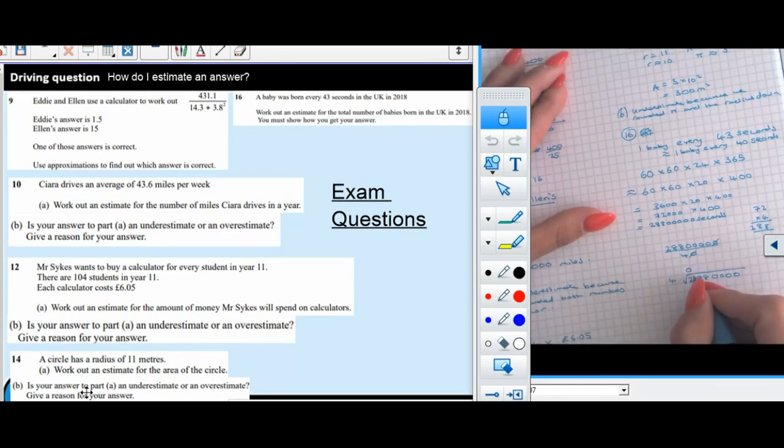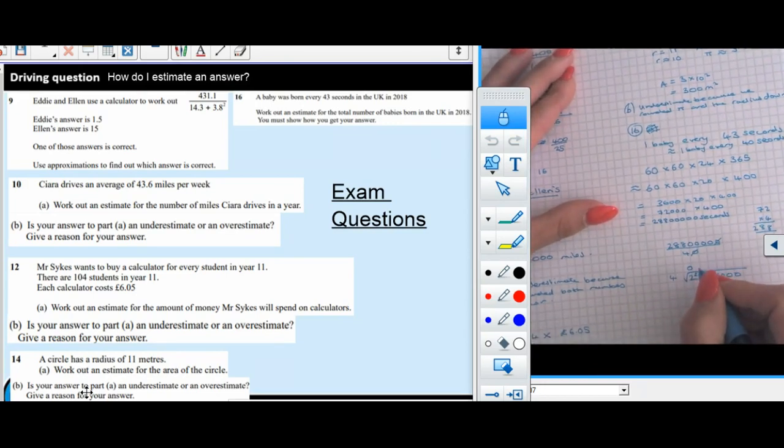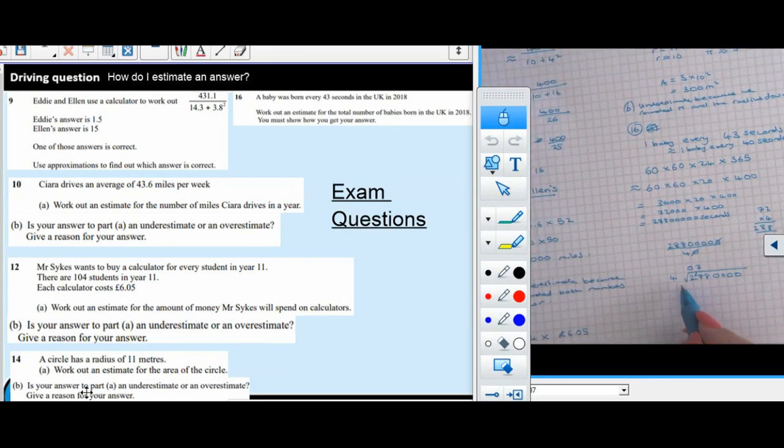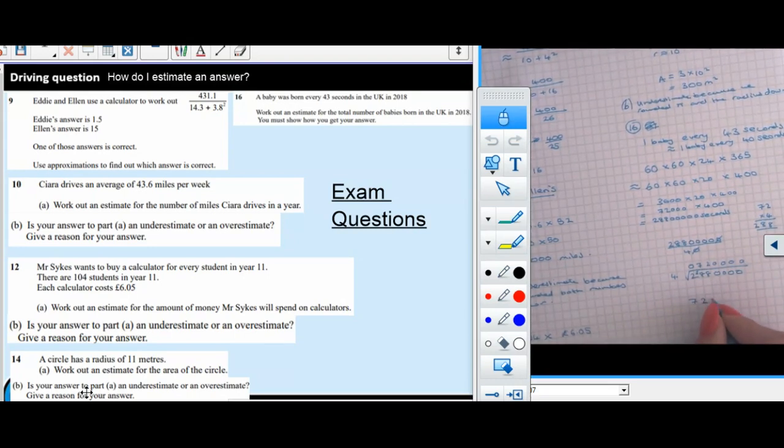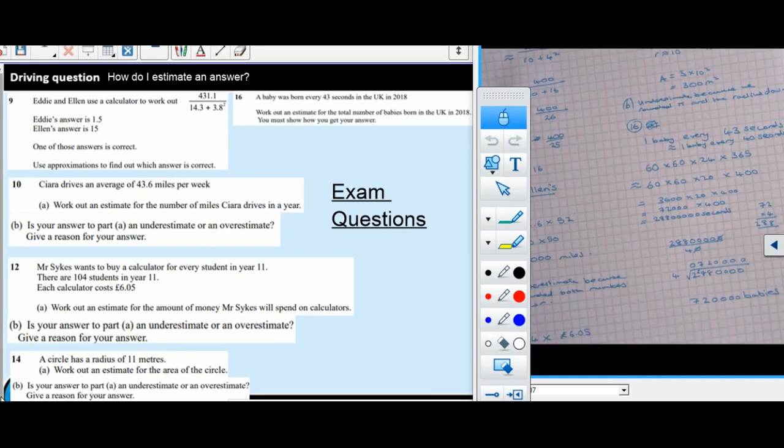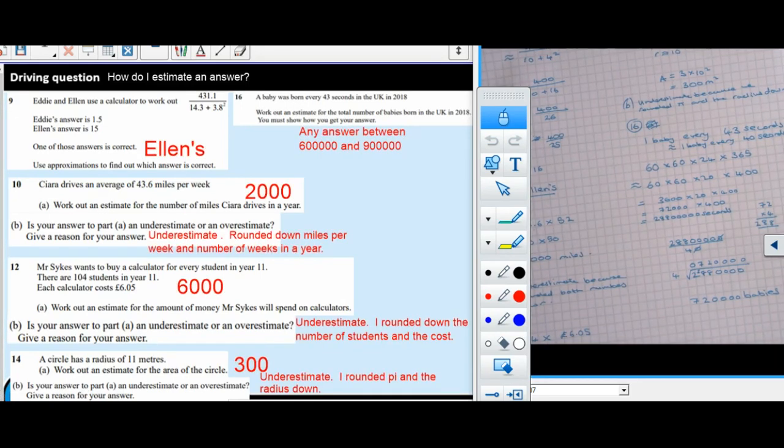4 goes into 2, it doesn't go in, carry over the 2. 4 goes into 28 7 times. 4 goes into 8 twice, and then 0, 0, 0, 0. So we estimate 720,000 babies born every year. And actually, you could have had any answer between 600,000 and 900,000 for that.